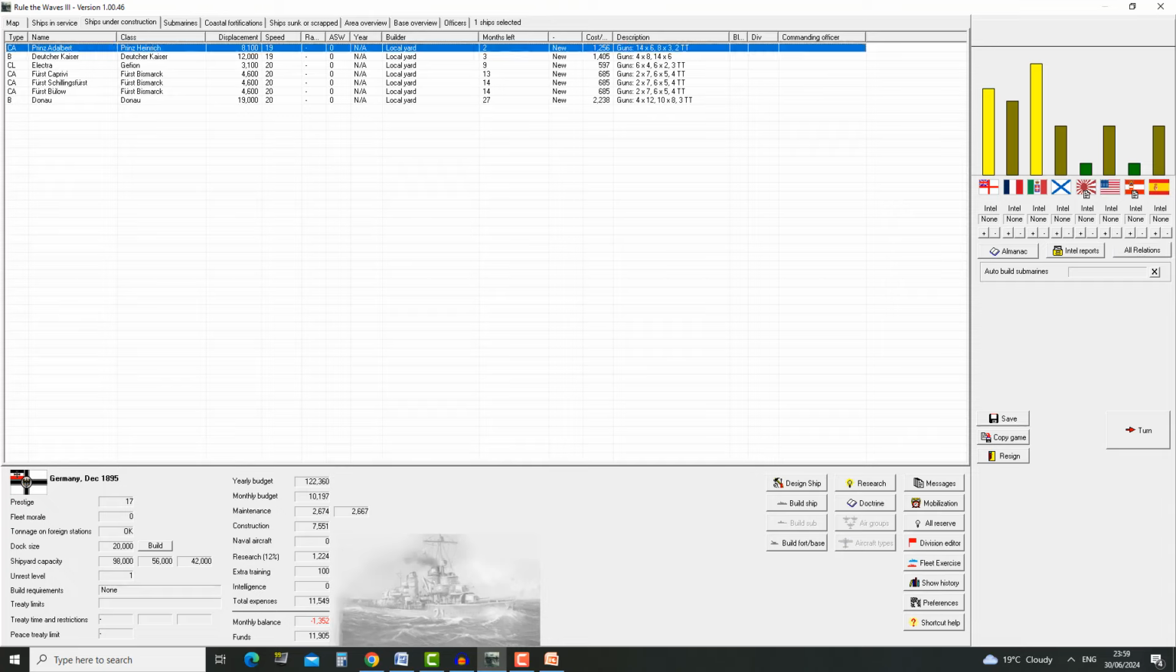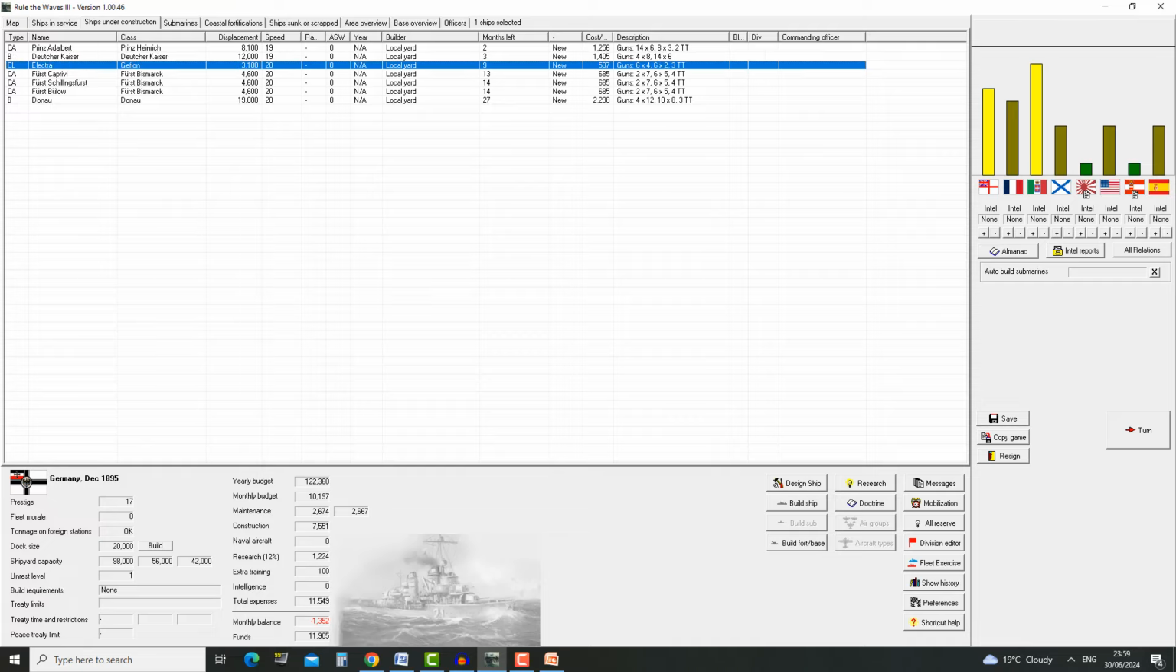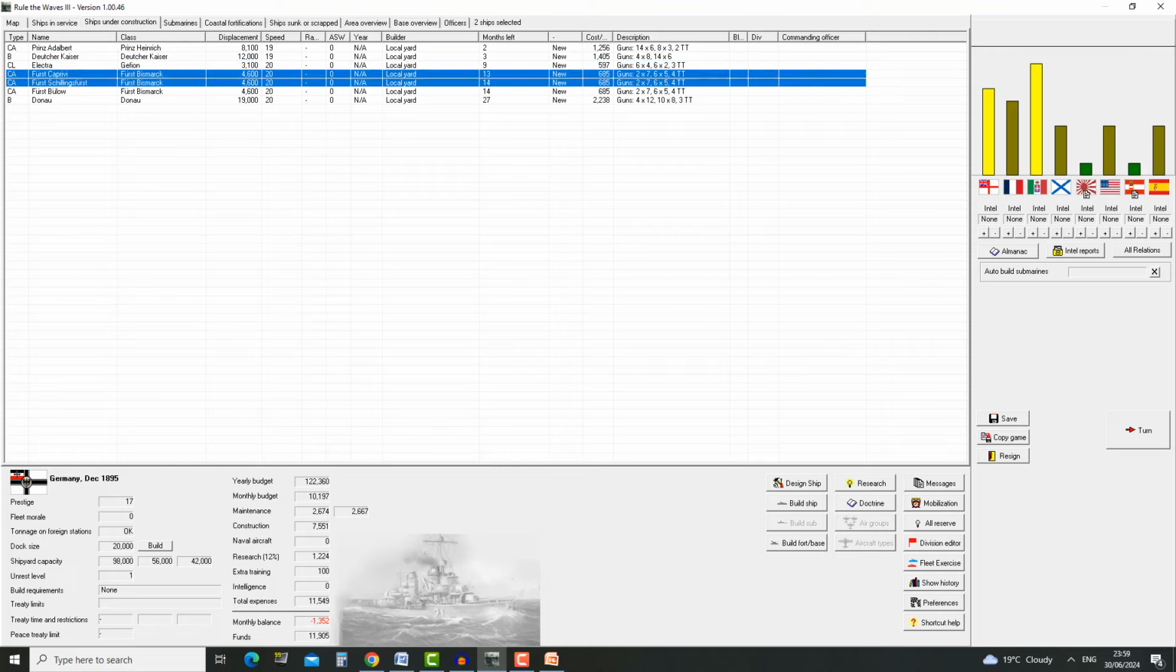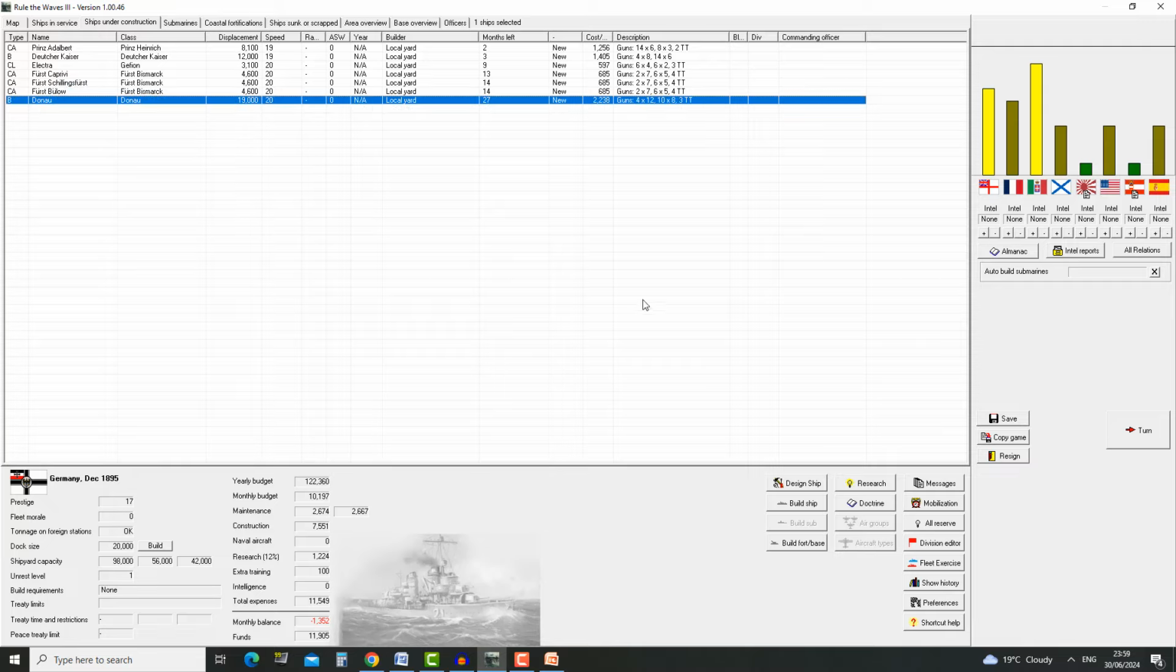Prince Adalbert, which will solve all of our financial issues, is going to be finished in 2 months. Deutsche Kaiser is going to be finished in 3 turns. Then comes Elektra. And we're going to build in rapid succession the first Bismarck-free ships that we have put into construction. 13, 14, 14 months. And now is going to be built in 27 months, meaning in 2 years and a little extra.